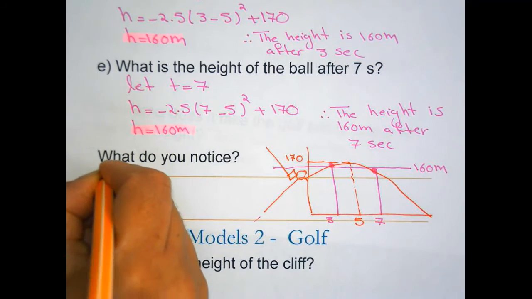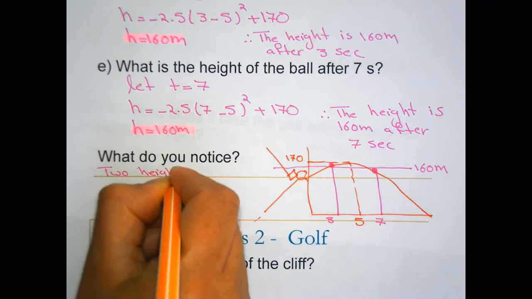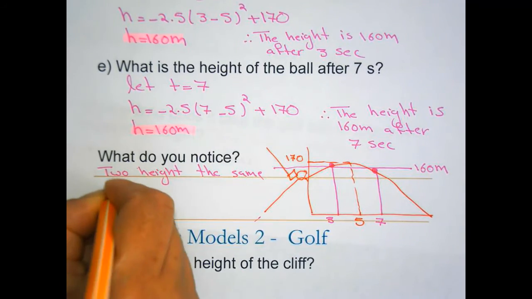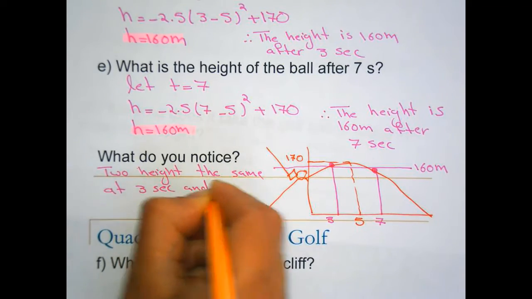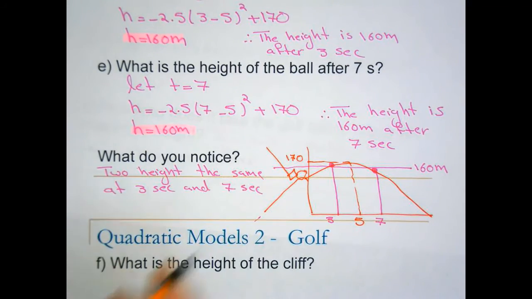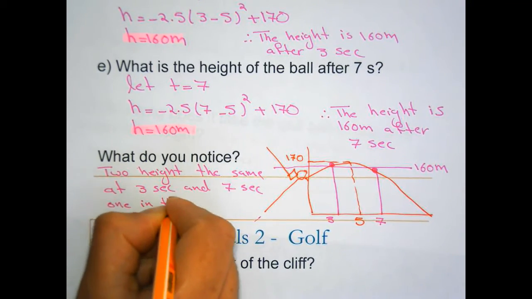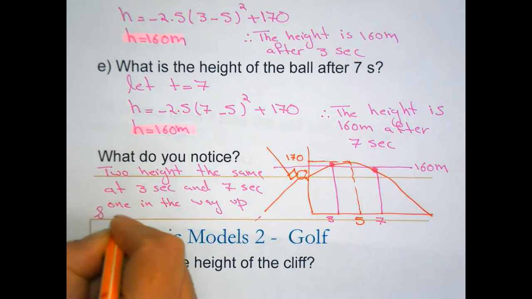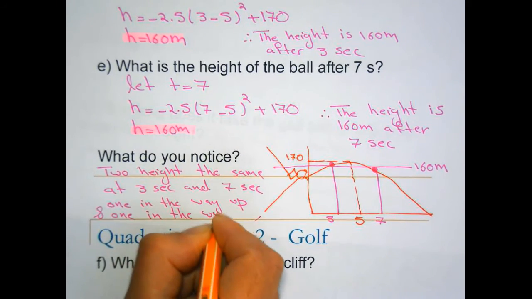So two heights are the same at 3 seconds and 7 seconds. One is on the way up, the other one is on the way down.